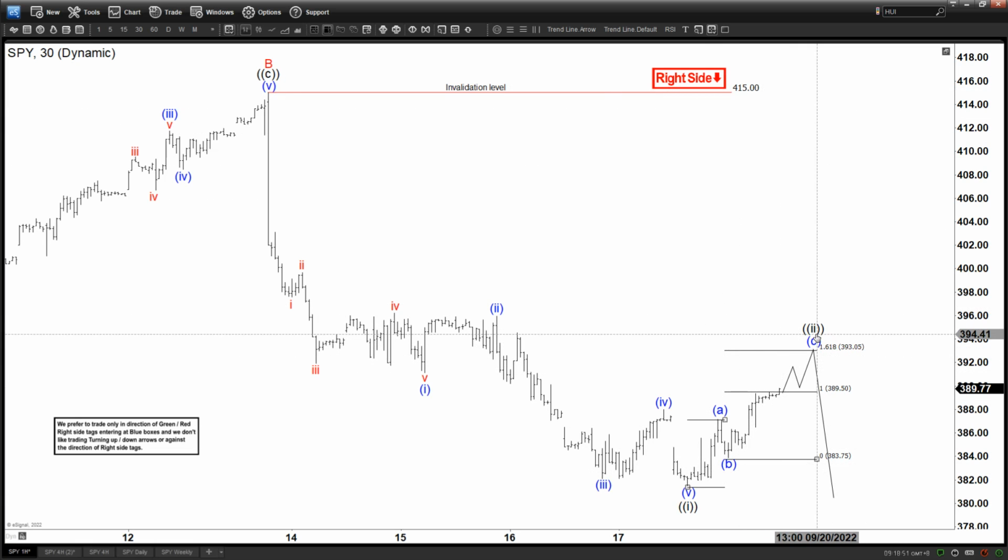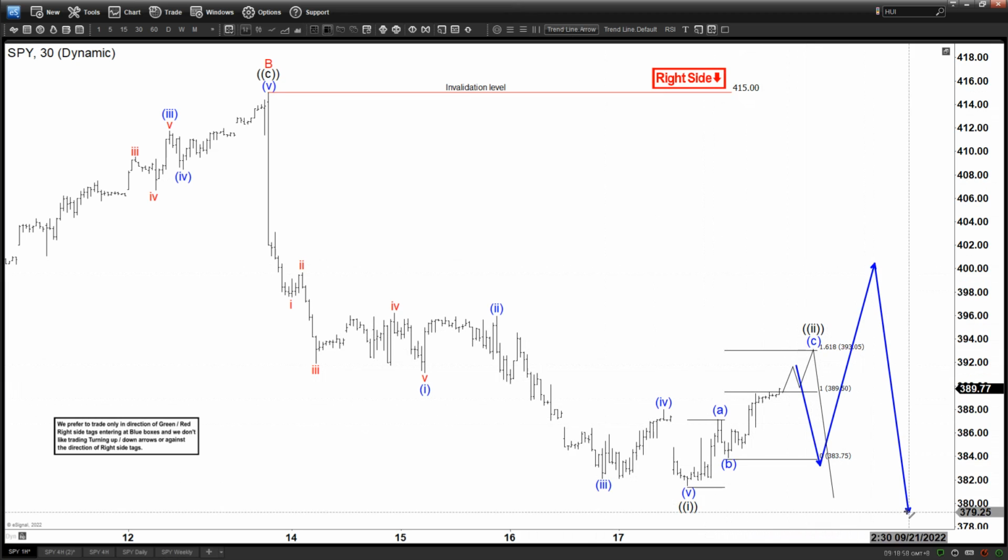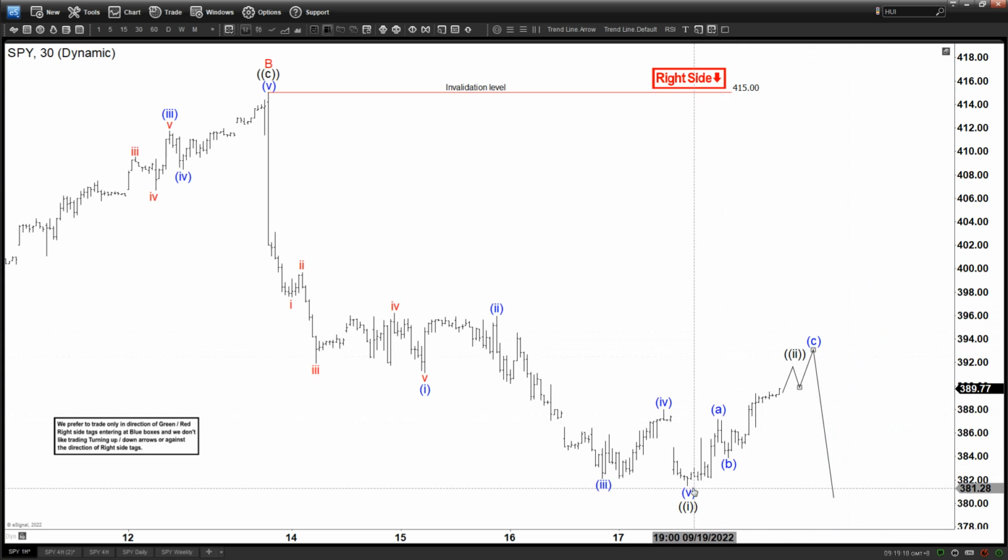Now the rally could be in another form. Let's say in a WXY we can be doing something like this. For example, it could also be in a bigger 5 waves up, 1 2 3 4 5, ending a bigger A, with a B and a C higher before ending 2. So there are a couple of different possibilities in terms of the rally, but as long as the rally stays below 415, we should be looking for the downside. For now, this is what we are proposing here. It's just a simple ABC, which we should be looking to finish soon with the C leg.